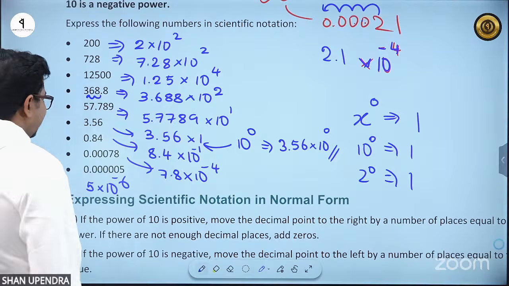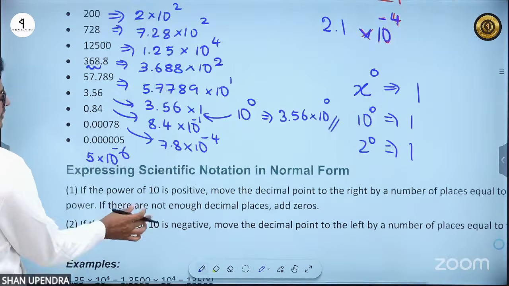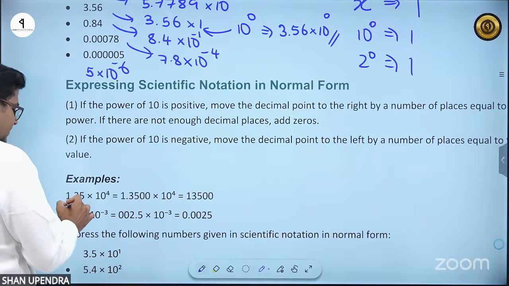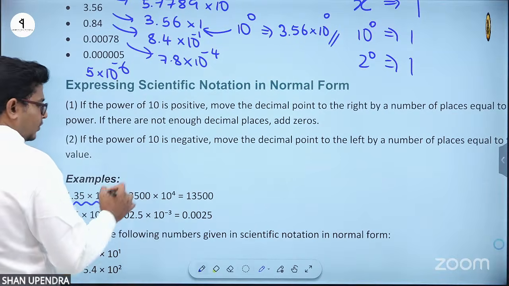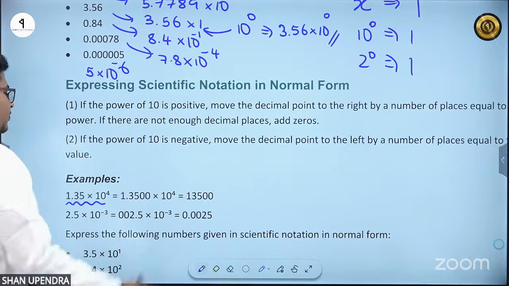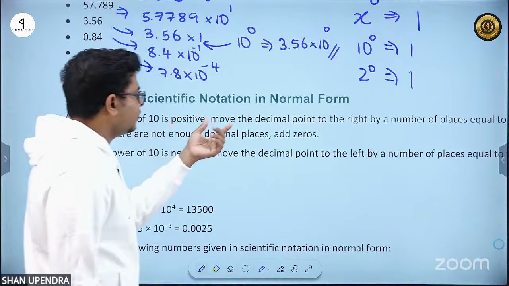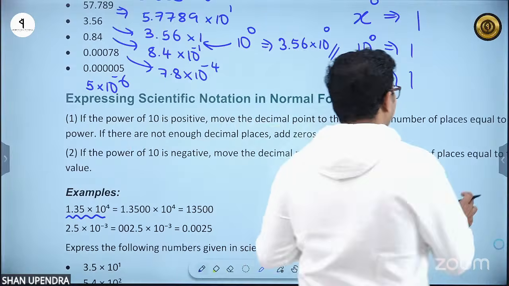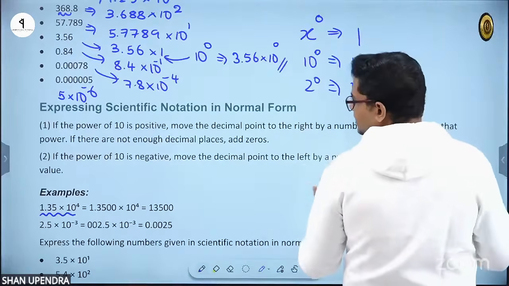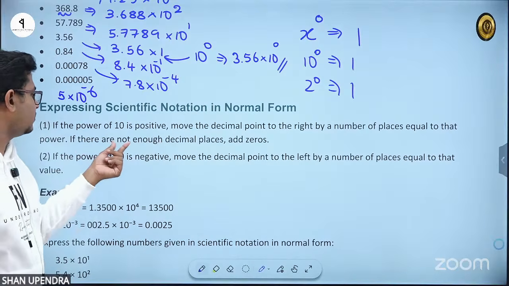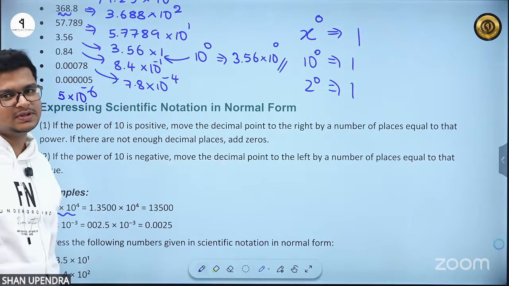Okay, expressing scientific notation in normal form. That means if there is a term in scientific notation, how do you convert it into normal form? It's really super easy. If the power of 10 is positive, move the decimal point to the right by a number of places equal to the power. If there are not enough decimal places, add zeros.